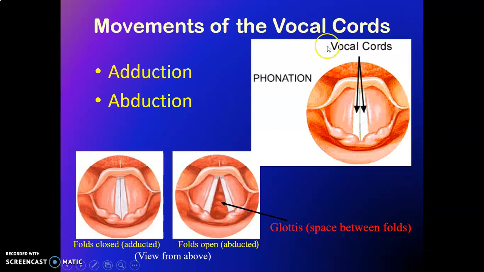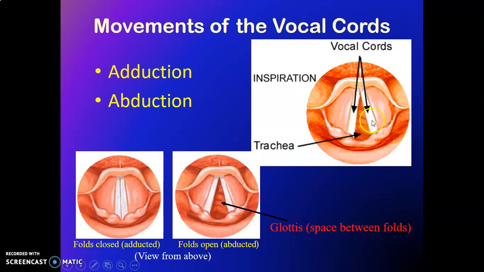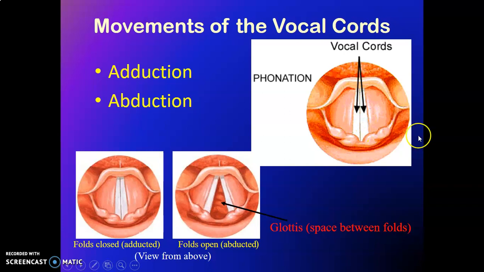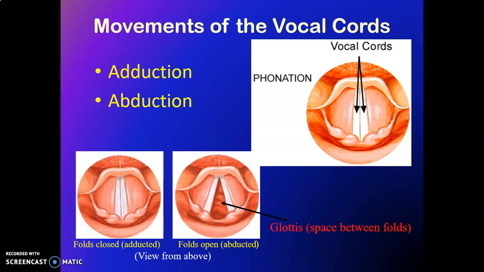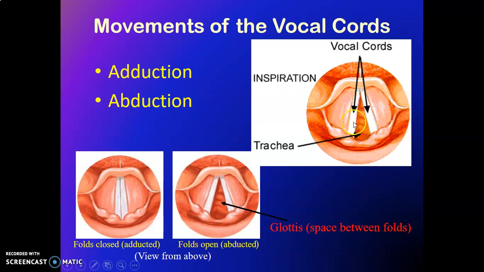So these are the movements of the vocal cords. As you can see here, during phonation, the vocal cords close up, and during inspiration, the vocal cords have to open so that air can move from the larynx to the trachea. So during inspiration, vocal cords open up so that air enters the trachea, and during phonation, vocal cords close up.